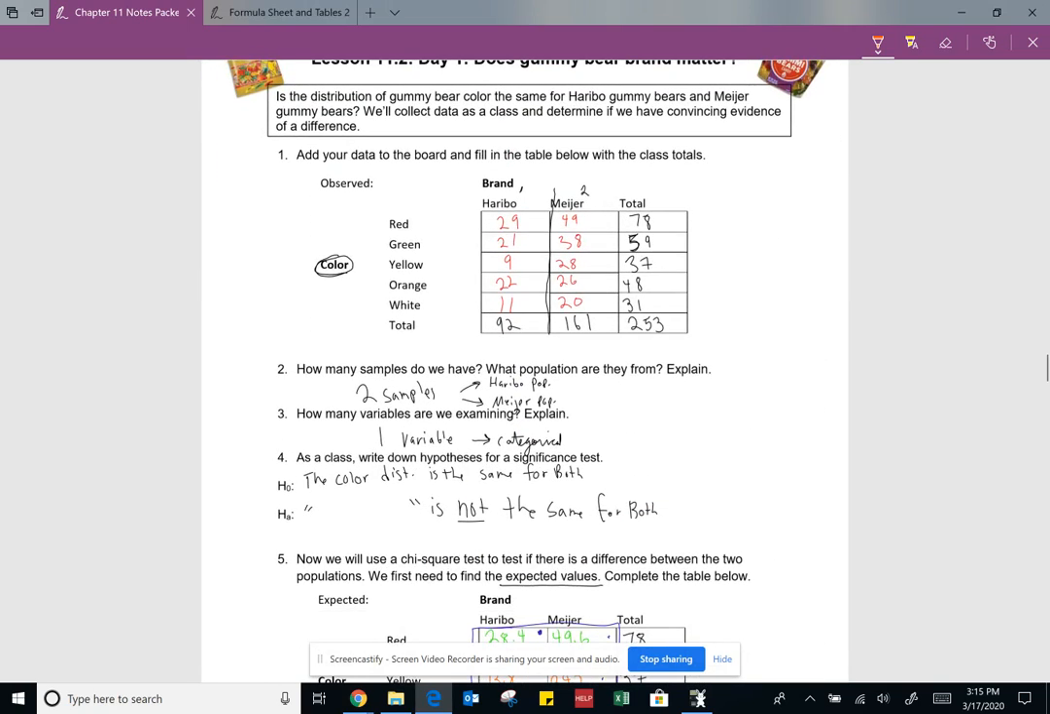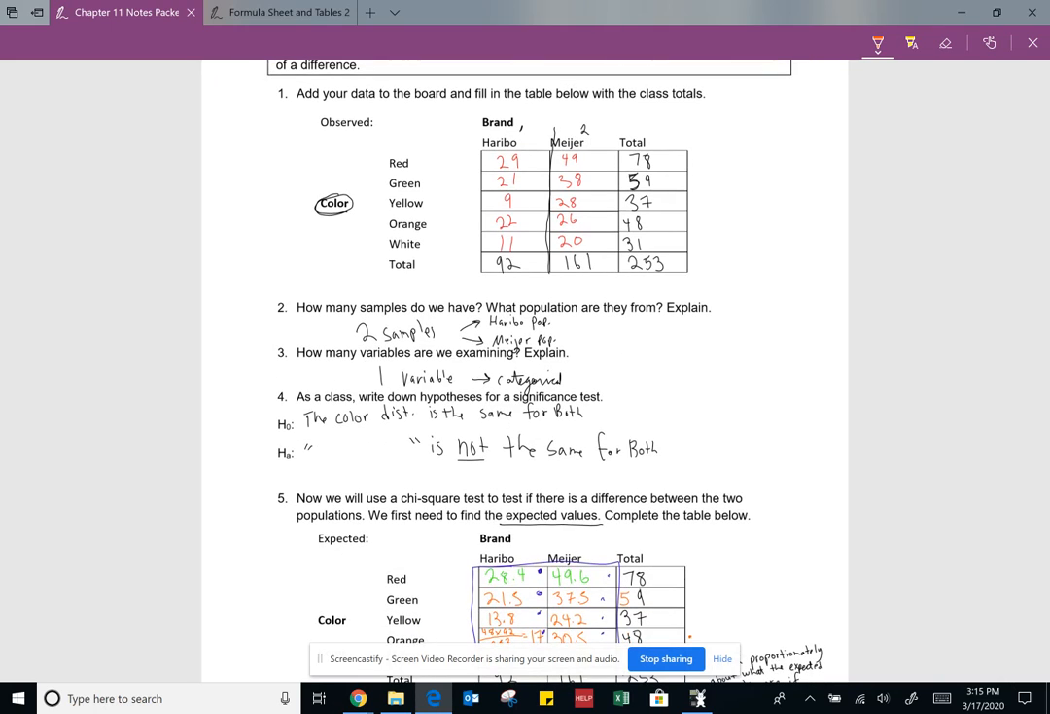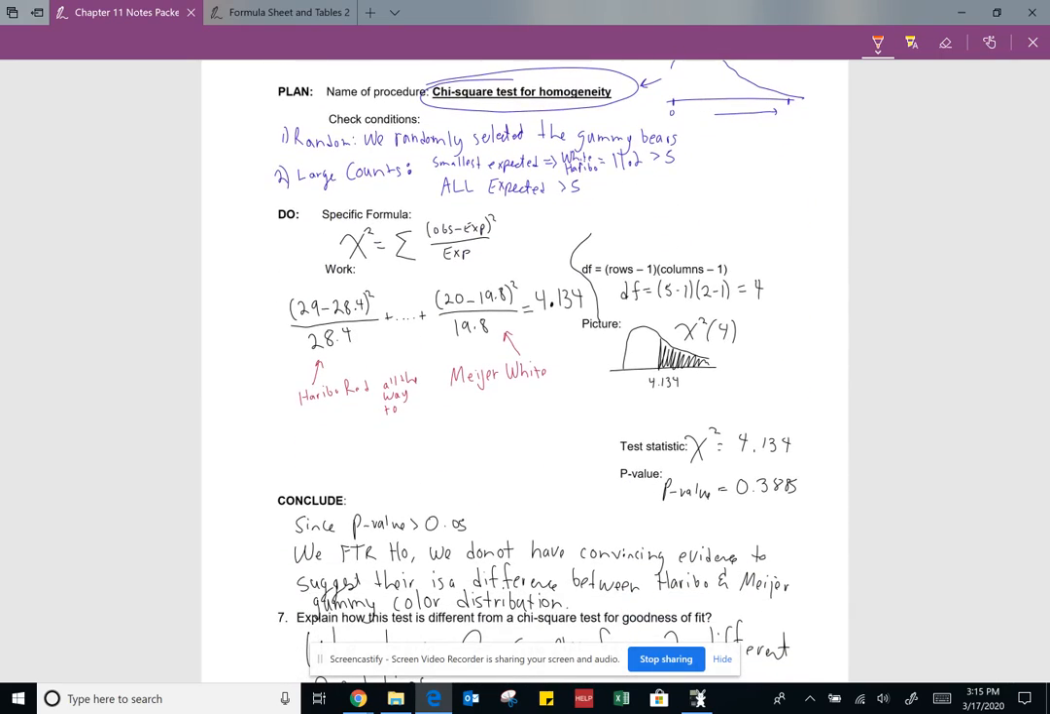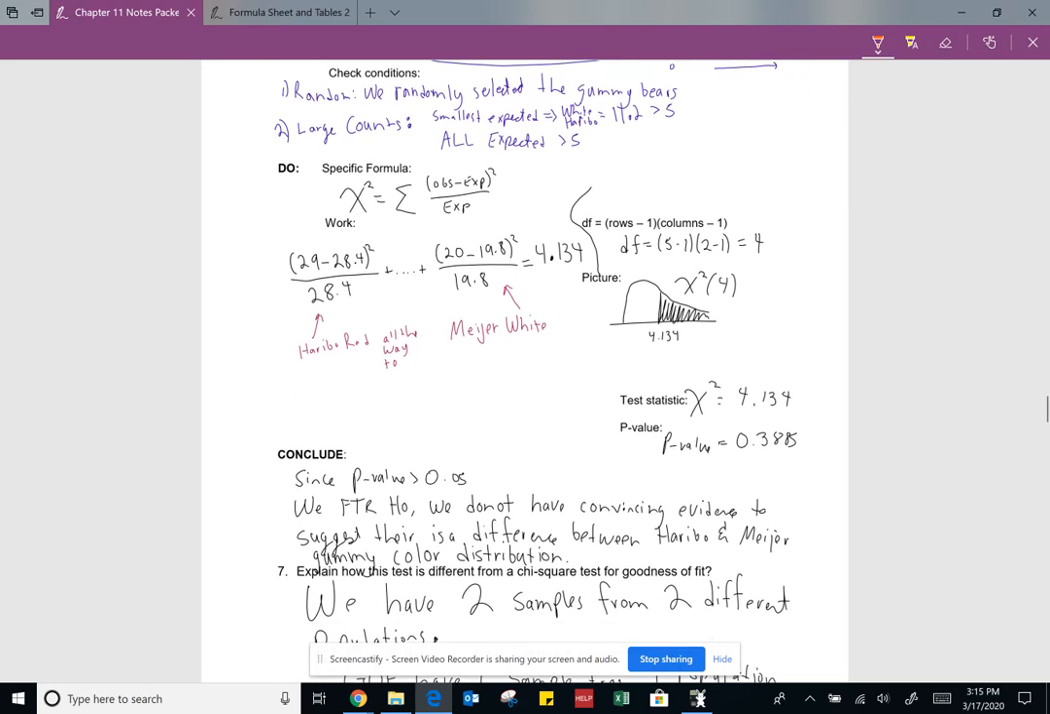So 29 minus 28.4 squared divided by 28.4, 21 minus 21.5 squared divided by 21.5, all the way to here, plus all of these, and adding all that up, we end up with our chi-square test statistic of 4.134. And you can add in some dots in there to save you some time.